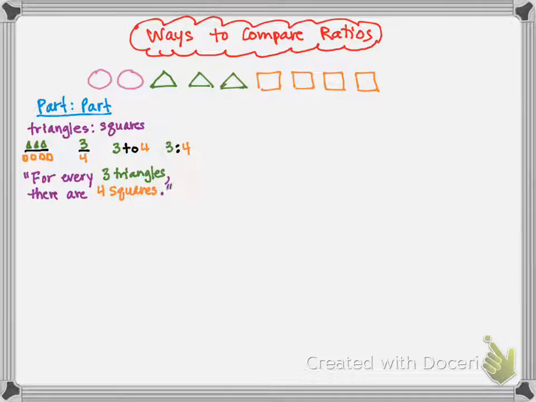So again, when I explain the meaning, what does the 3 mean? What does the 4 mean? And we're also using a comparison. For every 3 triangles, there are 4 squares.